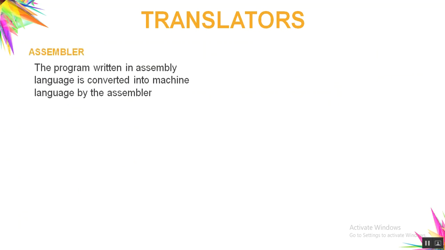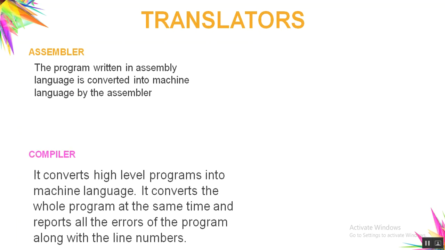First is your assembler. The program written in assembly language is converted into machine language with the help of the assembler. Second is your compiler. It converts high-level programs into machine language. It converts the whole program at the same time and reports all the errors of the program along with the line numbers. So what does it do? It is going to read your entire program and give you the number of errors along with their line numbers.